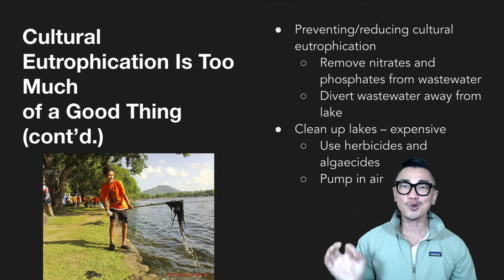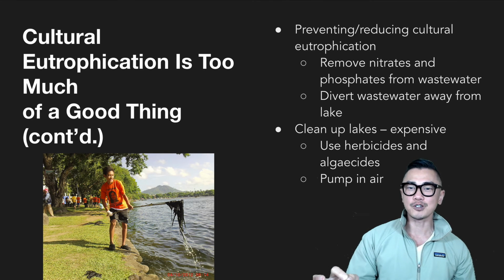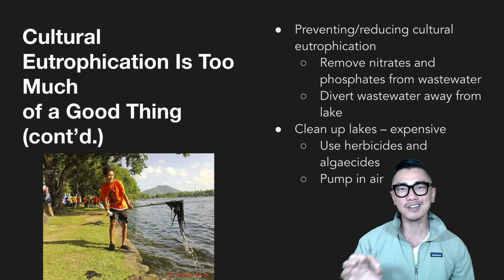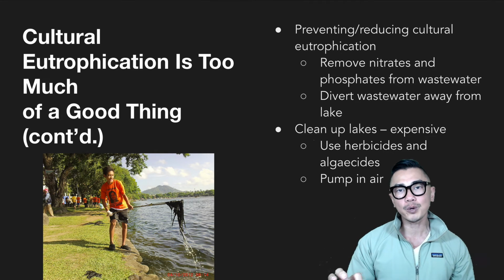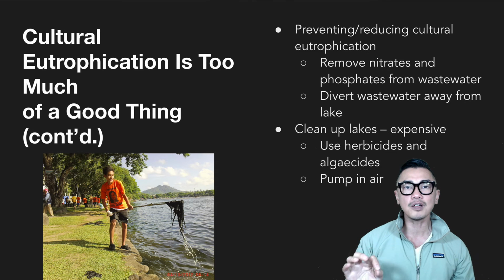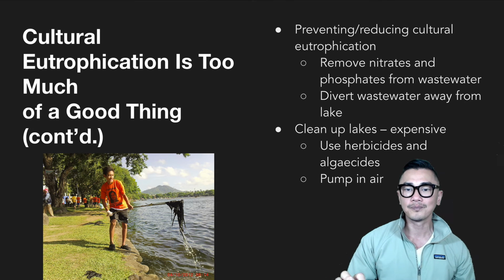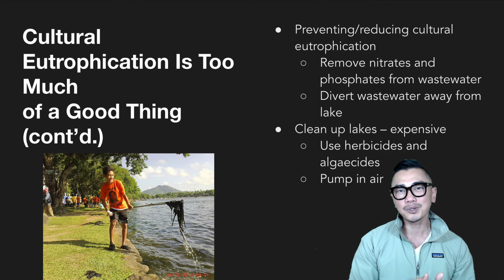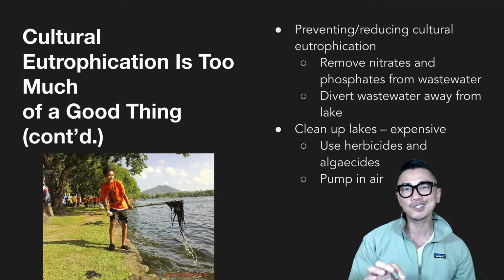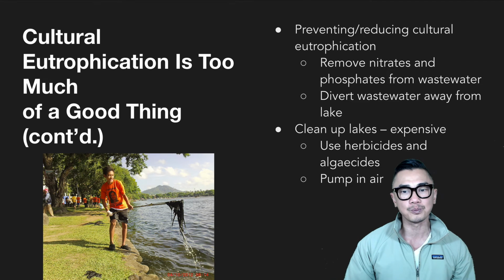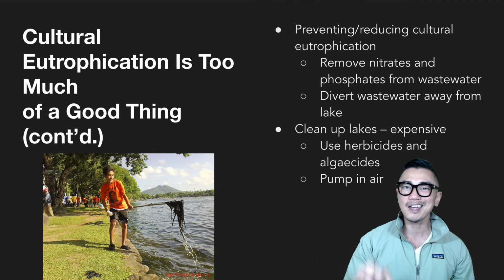We can prevent or reduce cultural eutrophication by removing nitrates and phosphates from wastewater. We can also divert wastewater from lakes and other standing bodies of water. We can also clean up lakes, but this is expensive. We can use herbicides and algicides to prevent algae blooms. And we can also pump in air to prevent the formation of dead zones.